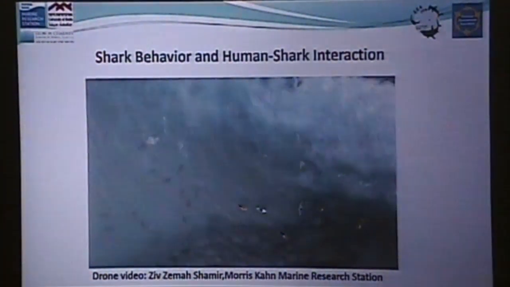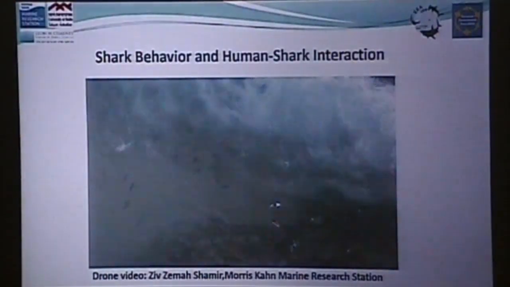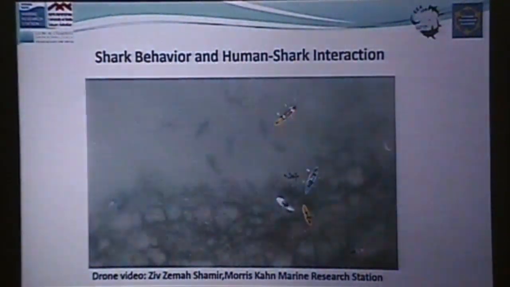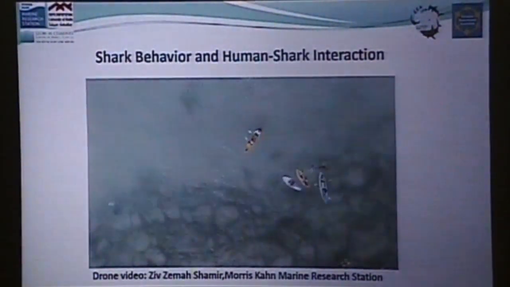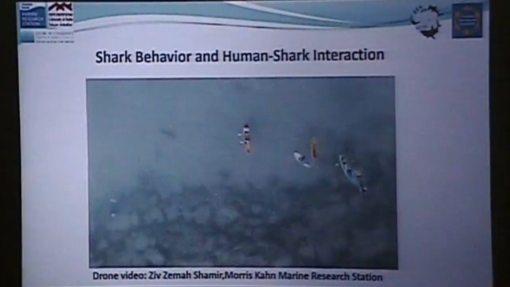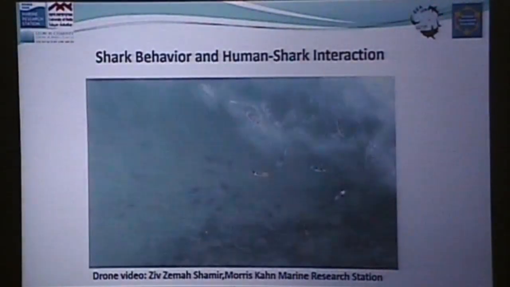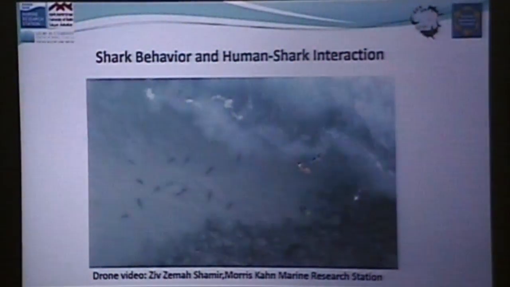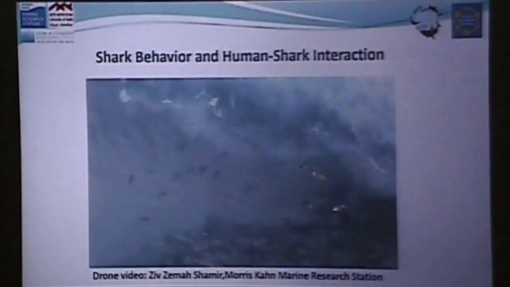The vicinity to the coastline and the warm water temperature there bring a lot of, as you can see, interested visitors. And this is a good ground for us to research human-shark interaction and the behavior of sharks. And this is what Ziv Tzemach Shamir, our PhD student, is doing as part of his PhD.